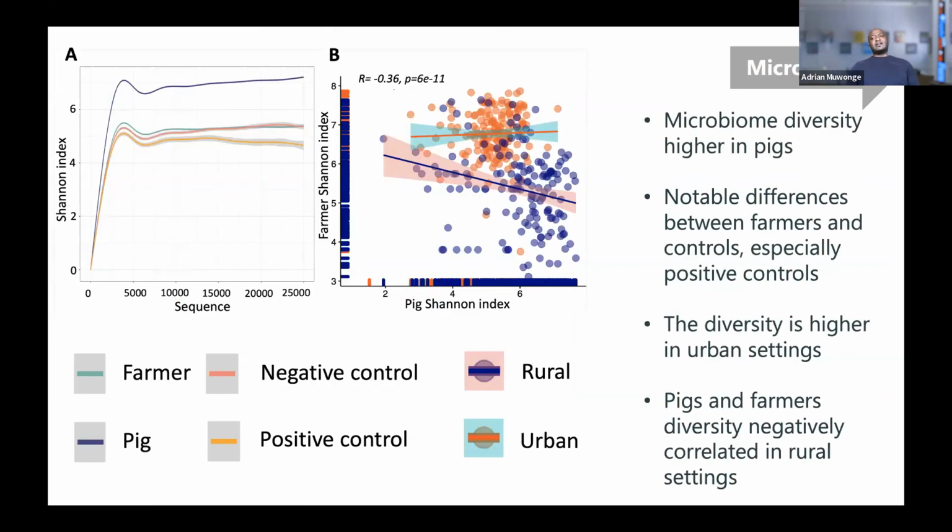So what about the microbiome characteristics between the farmer and the pig? In panel A, you can really see that the gut microbiome of the pig is far more diverse than that of the farmer. But we can also see that there are differences between the farmer and the controls that we have used. Panel B shows you the comparison between the diversity of the farmer and their pig. And we have colored these by the setting, which is urban and rural. What this shows is that you have a higher diversity in pig and farmer in the urban settings than in the rural. What we see in the rural, though, is that there's an inverse relationship between the farmer and the pig with regards to the diversity, and we need to explore what that really means.